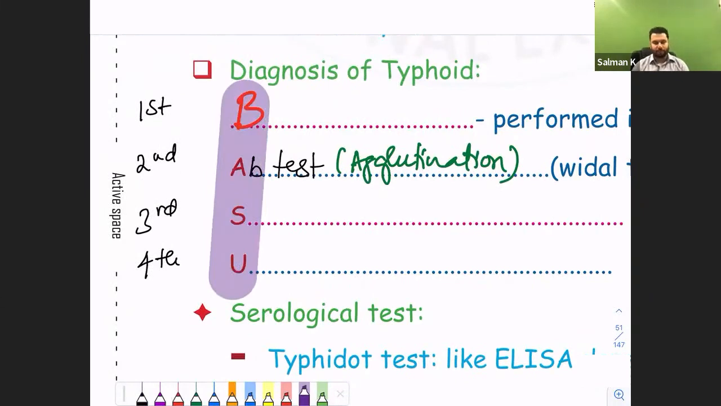That is the BASU. Okay, diagnosis of typhoid week-wise: first week, second week, third week, fourth week, which test you have to do. That's what you have to know. The mnemonic here is BASU.